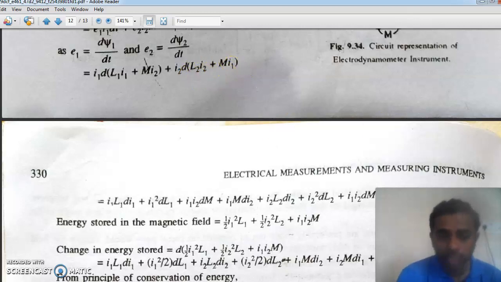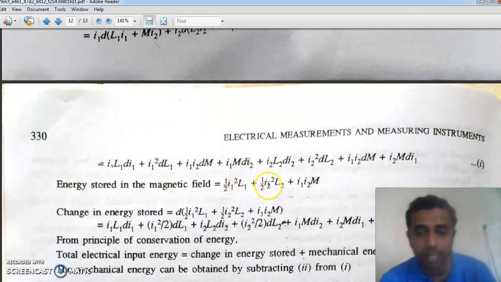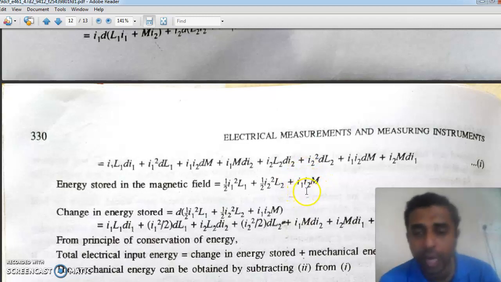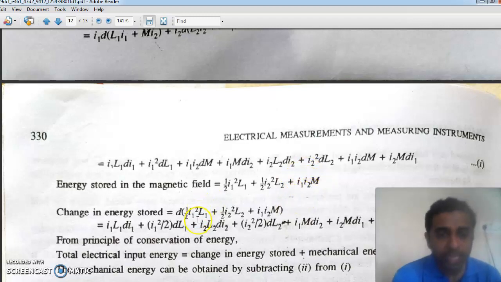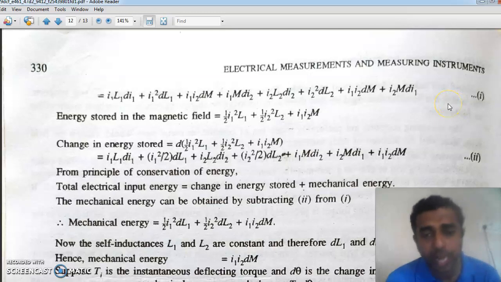And what is the energy stored? Energy stored is half L I square, that is half I1 square L1 plus half I2 square L2 plus the energy stored due to the mutual inductance, that is I1 I2 M. Now the change in energy stored is obtained by differentiating these terms, and we can expand likewise. This is the equation you get. From the principle of conservation of energy, the total electrical input energy is equal to the change in energy stored plus the mechanical energy. So to obtain the mechanical energy, you have to subtract equation 2 from equation 1. We'll see the remaining in the next video. Thank you.